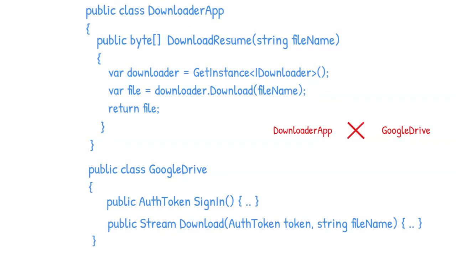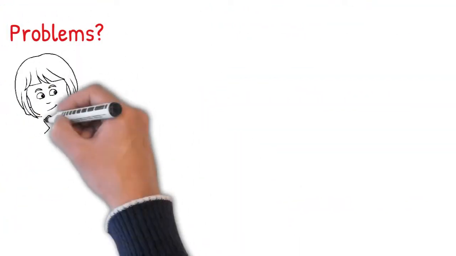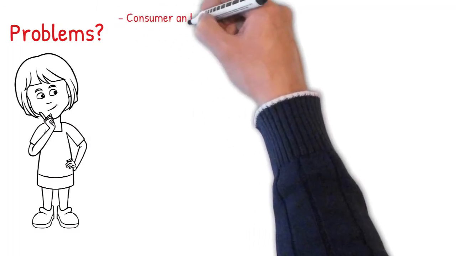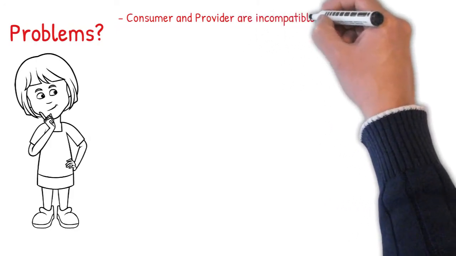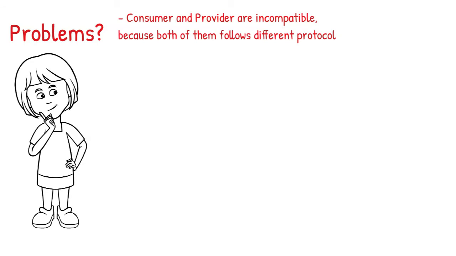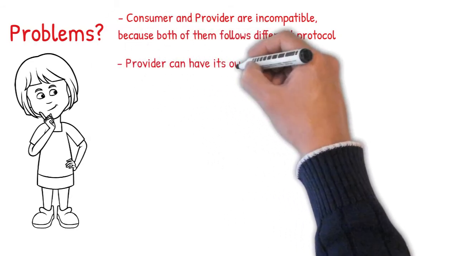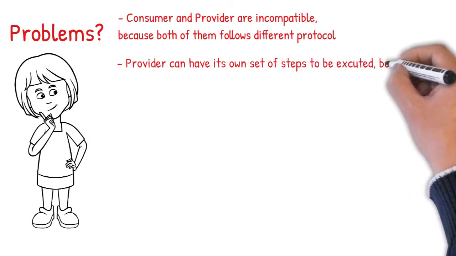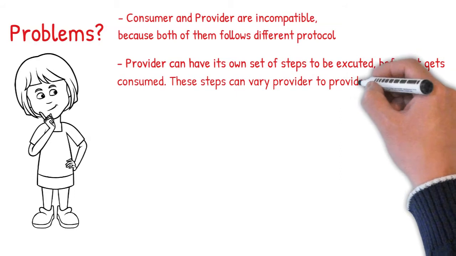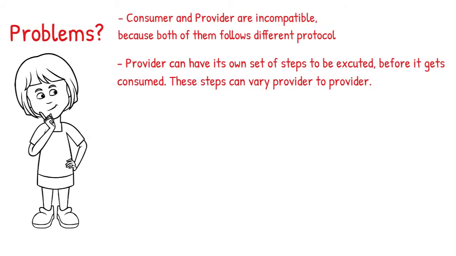Before we come to any solution, let's try to note down all the problems that we have observed so far. Problem number 1. Consumer and provider are incompatible because both of them follow different protocols. Problem number 2. Provider can have its own set of steps to be executed before it gets consumed. These steps can vary from provider to provider.